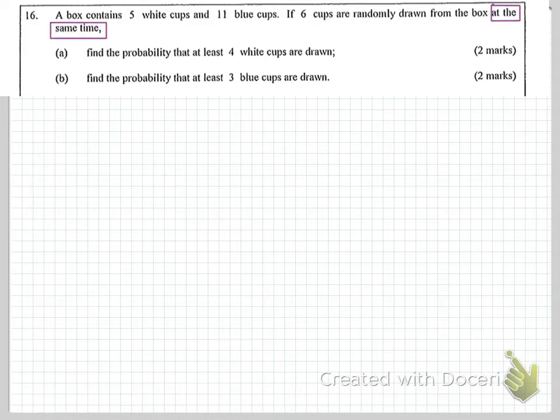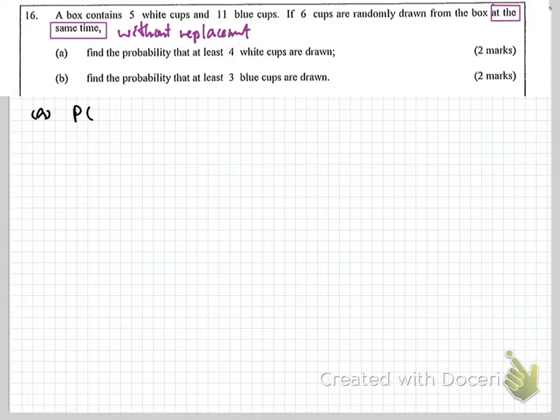At the same time, let me remind you again, is without replacement. So the denominator will change. Every time you do the picking, there will be one less item for you to pick from. So in part A, we want to find the probability that at least 4 white cups are drawn.